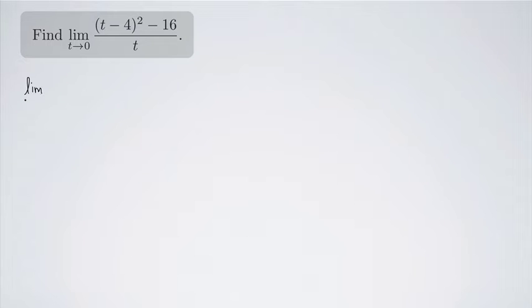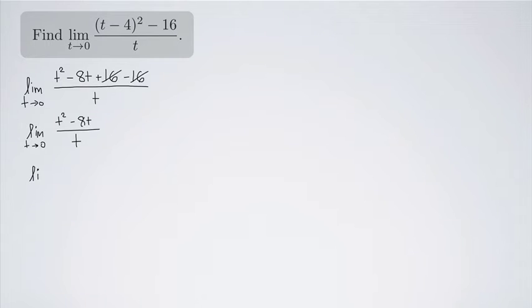So the limit as t approaches 0, and I'm going to multiply this out. I would get t squared minus 8t plus 16, and then minus 16, all over t. This is nice, the 16s go away, and I'm left with the limit as t approaches 0 of t squared minus 8t all over t. Okay, I can factor out a t in the numerator, so I would get t times (t minus 8) all over t.